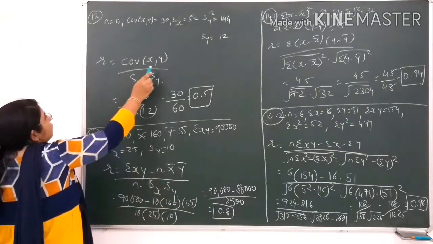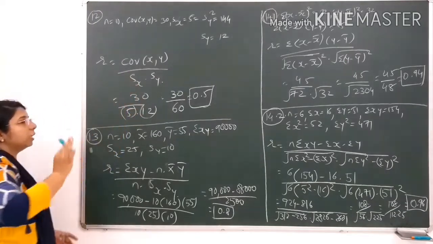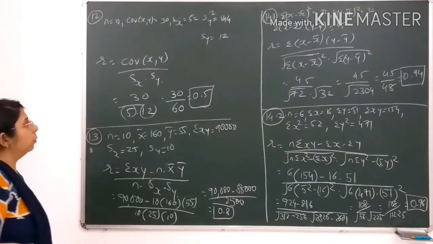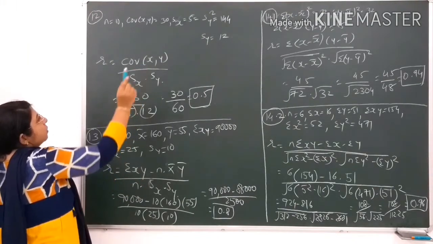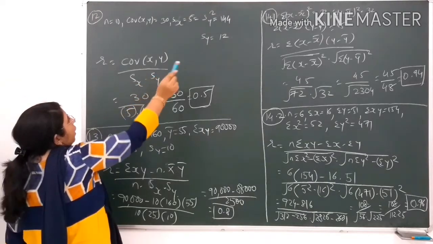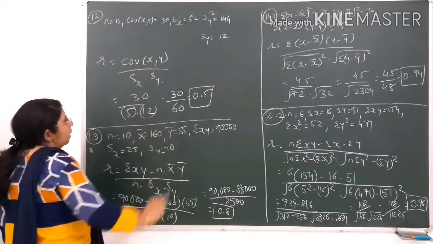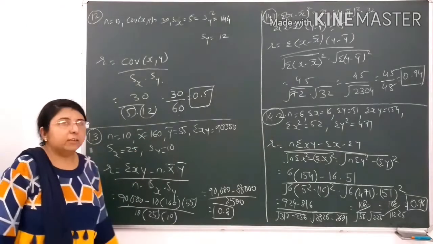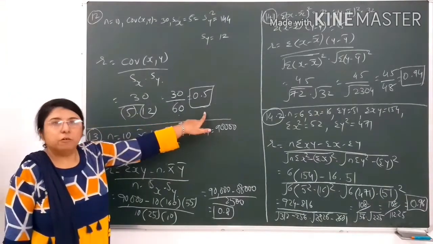So over here, what is the value of covariance of xy? That is 30. If you know immediately which formula will be applied, the calculation would be quite easy for you. So 30 over here, the covariance of xy, upon standard deviation of x, that is given to you as 5, and standard deviation of y that we have found out, that is 12. So 30 upon 12 into 5 will come to 60. So 30 divided by 60, orally also you can do, that is 0.5. So the value of r that will come over here is 0.5.